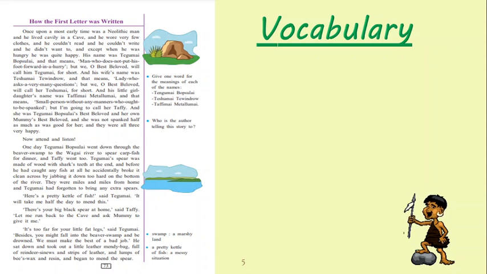And his wife's name was Teshumai Tivindro, and that means lady who asks a very many questions. But we, O best beloved, will call her Teshumai for short. And his little daughter's name was Tifimai Mittalumai, and that means small person without any manners who ought to be spanked. But I'm going to call her Taffy, and she was Tegumai Bobsulai's best beloved and her own mummy's best beloved, and she was not spanked half as much as was good for her, and they were all three very happy.